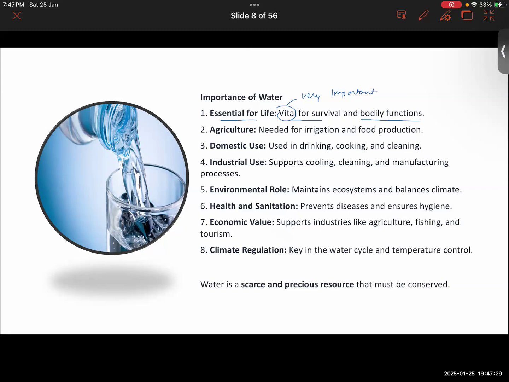Each and every cell of our body requires water to carry out its duty. If our cells were not to get an adequate amount of water, they will not carry out their functions in a proper manner. Then agriculture: the foundation of agriculture is water and soil, right? Without it, agriculture cannot be done.